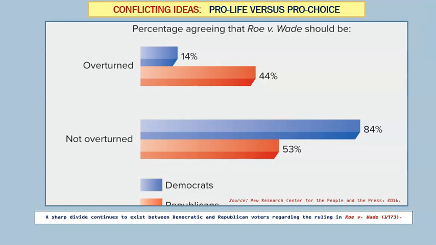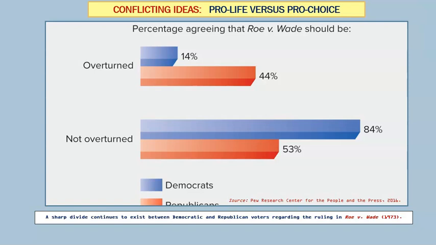If you're looking at it from a Democratic perspective, as far as not wanting it overturned, many more liberals don't want it overturned. So it's a hot issue for liberals. 84% don't want this decision overturned. They consider it a woman's right to choose, and they're very vocal about that.